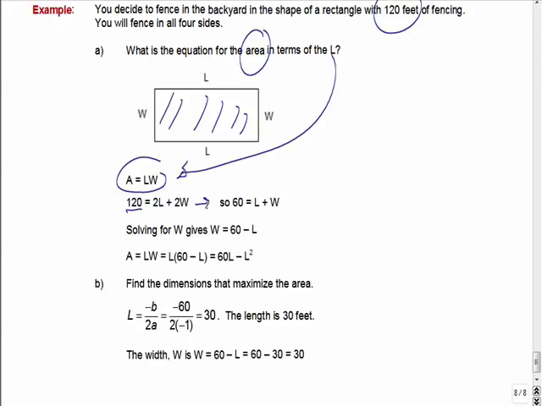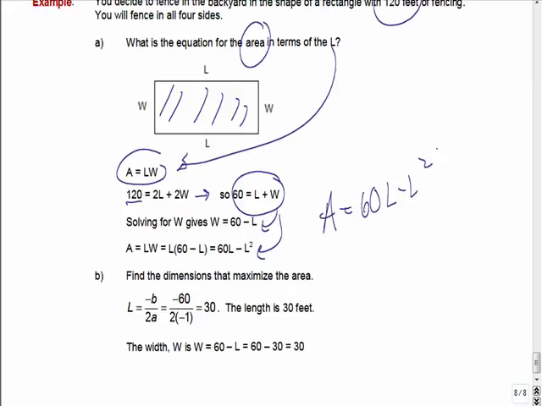Now again, remember, I want to write my area using only L. So what I'm going to do is take this equation and solve it for W. And if I do that, I get W is 60 minus L, which I can then plug into my area formula. So I get area equals LW, so that gives me L multiplied by 60 minus L, or 60L minus L squared. And now I can look at this function that I have, and notice that it's a quadratic function.